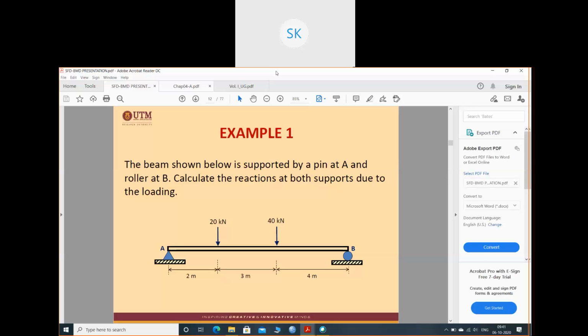So in this case also, your first step will be to draw the free body diagram of this beam, and then find out the support reactions using those equilibrium equations. So this is very basic. Let me know the answers. Quick.